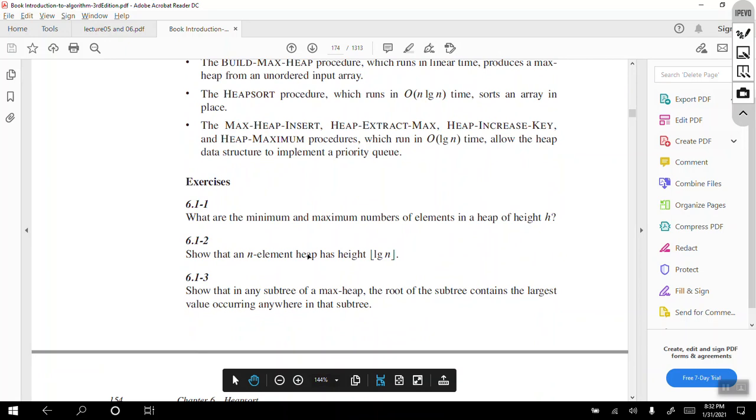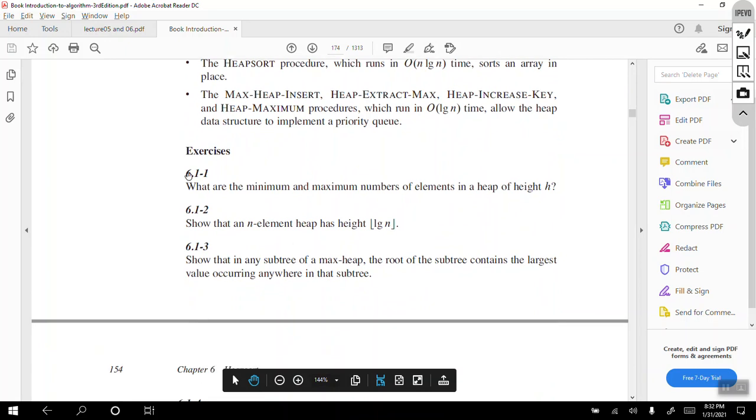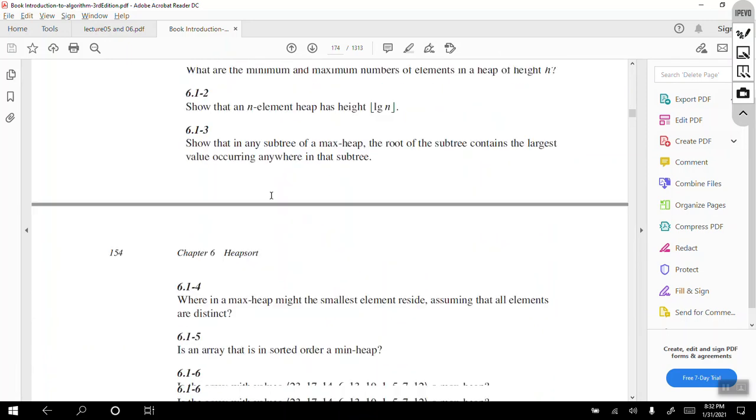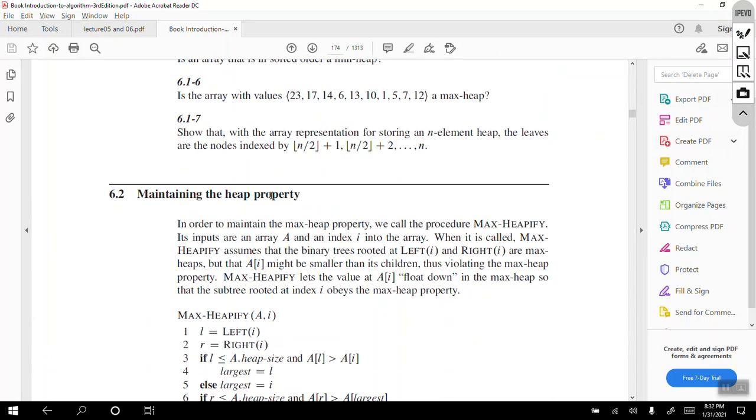When you read this chapter, I will give you some assignment questions, mainly from the book exercises.